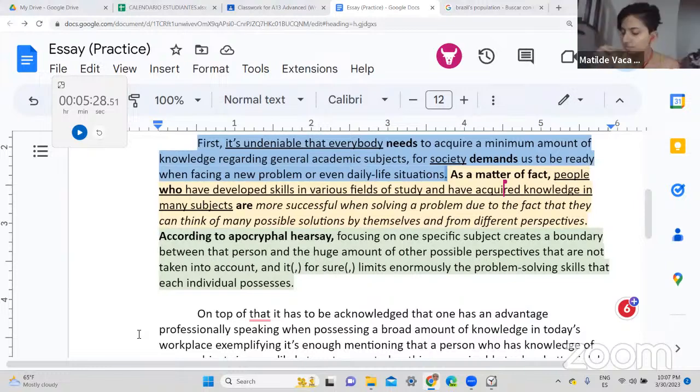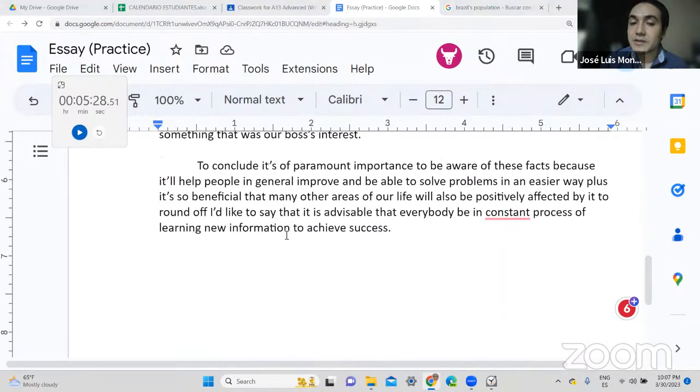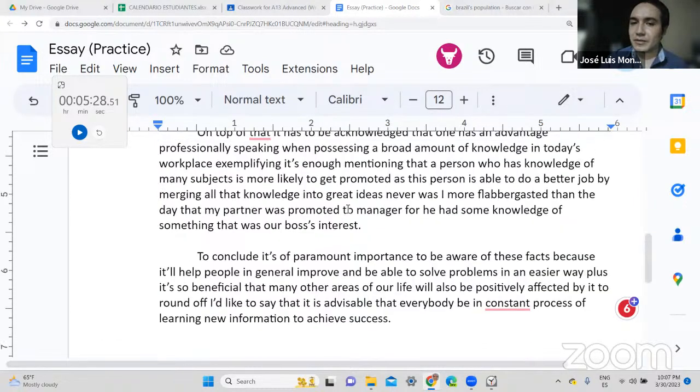No, I think it's clear. Yeah, it's clear now. Good. So let's go. This one is going to be perhaps for tomorrow. Let's go to the conclusion. All right, let's do the same. Okay.